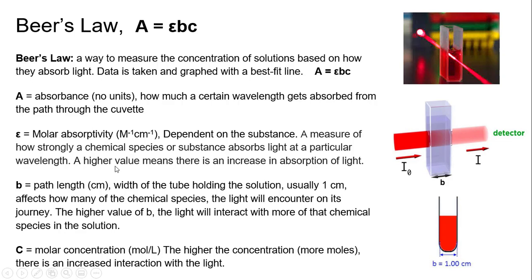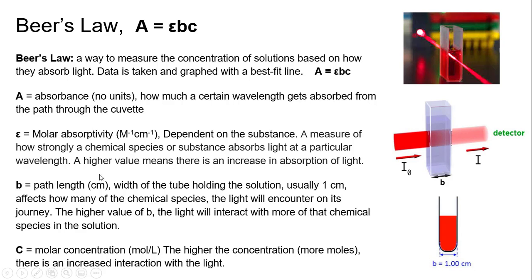Molar absorptivity, it's dependent on the substance. A measure of how strongly a chemical species or substance absorbs light at a particular wavelength. A higher value means there's an increase in absorption of light. So if you have a very high value, that means that it's probably going to absorb a lot, and it's dependent on the substance. So if you had a certain substance, you would need to look up the molar absorptivity. And here it does have units. It has molarity and centimeters, and they are on the bottom of an equation, if you had to look at it that way. So they are on the denominator side. I hope I'm making that clear.